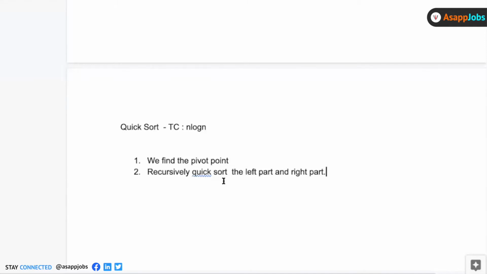A pivot point is a point in an array. To the left of it, every element will be smaller than it, though not necessarily in sorted order. Sorting is not guaranteed. The only thing that is guaranteed in a pivot point is that if x is my pivot point, all the elements to the left of x will be smaller than it, and all the elements to the right of it will be larger than it. This is the meaning of the pivot point, right?